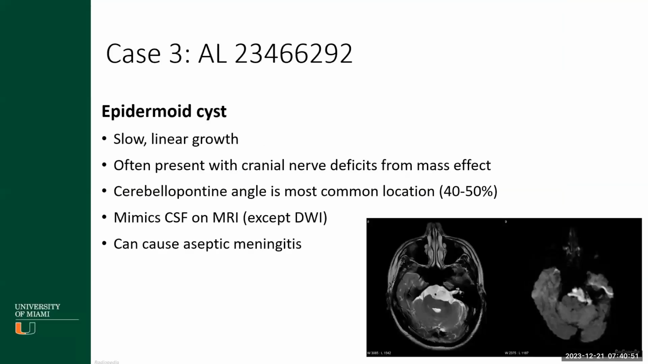Perfect, thank you. So exactly, epidermoid cyst: slow linear growth, often presents with cranial nerve deficits from mass effect, CP angle the most common location. And on DWI, it's going to restrict. Excuse me. So this can cause aseptic meningitis, right? What is the name for this, Aman? Aseptic meningitis in a patient with epidermoid cyst. There is a specific name. It's like an eponym for it.